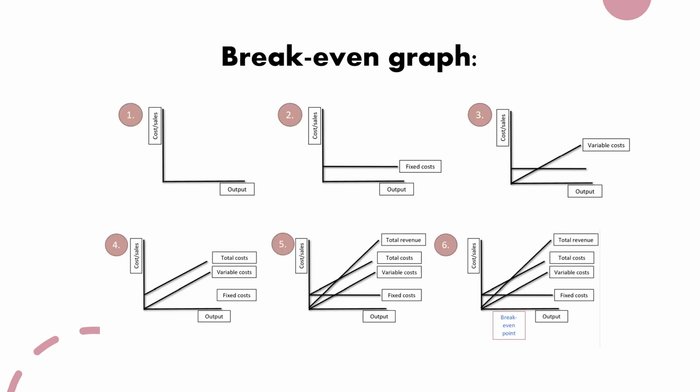Now, a break-even graph. So to first draw a break-even graph, you're going to need the output and the cost or the sales. Then you'll need the fixed cost line, which will stay the same regardless of any output made. Then will come the variable cost line, which means as output increases, the variable cost will increase, and the total cost line as well. After the total cost line, there will be the total revenue line. And when the total revenue and the total cost line cross, that's the break-even point.